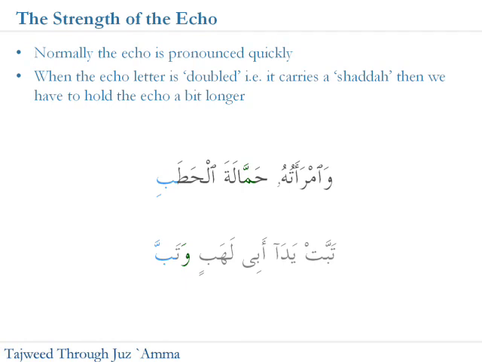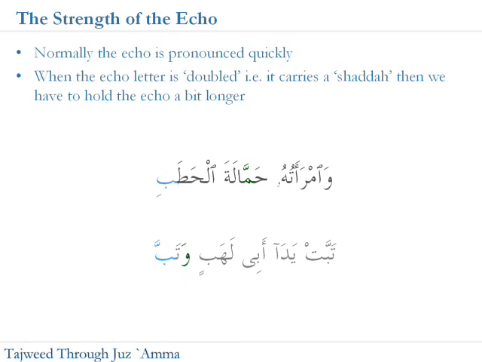Okay, so what happened is, just as we do with all letters with the shadda, you have to hold it for about 1.5 counts. So we do the tab, hold for 1.5 counts, and then do the release, which causes the echo. So it's wa tab.